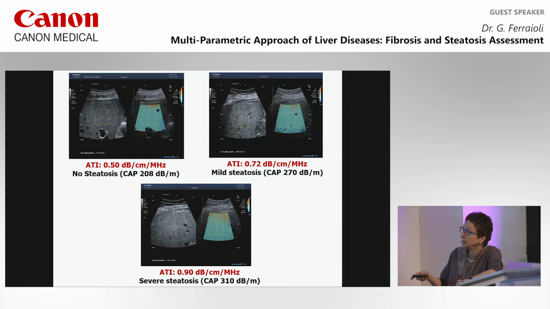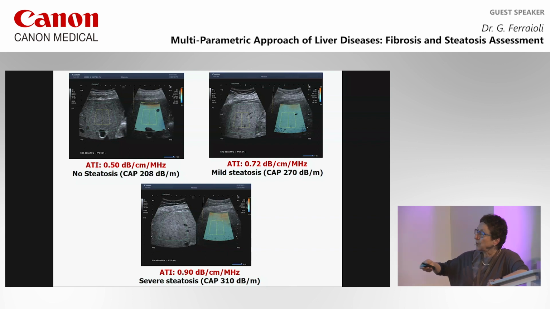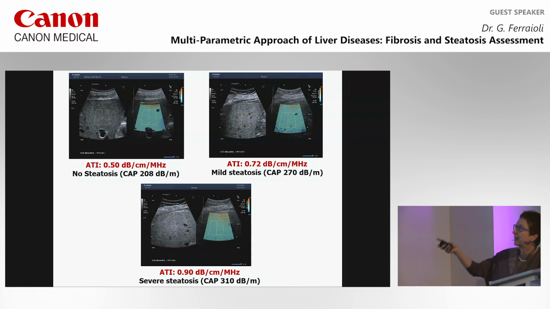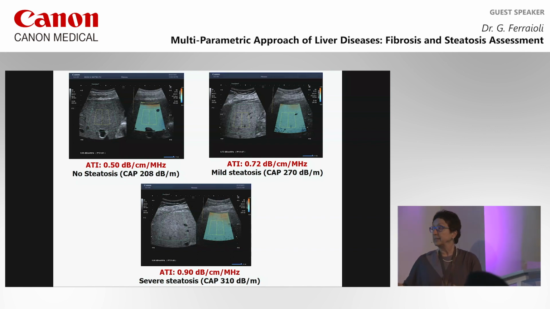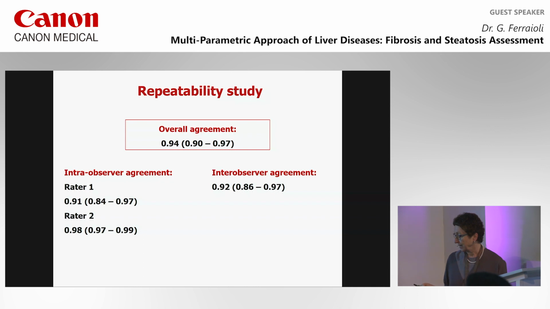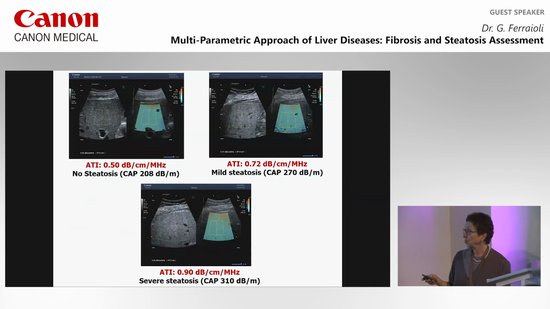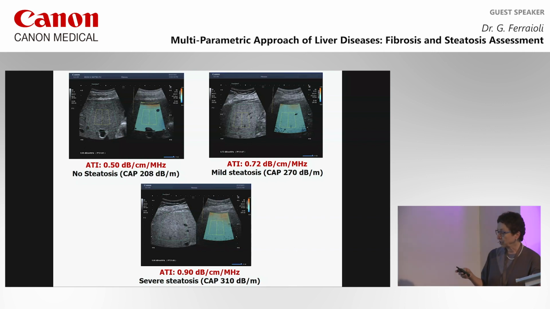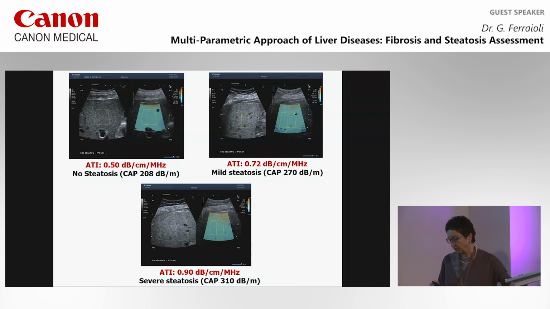And this is some of our patients in our study. We have compared the results obtained with the ATI to the CAP. And in case of no steatosis, mild steatosis, or severe steatosis, there is an increase of the value. The numbers are different, because the CAP gives the value in decibel per meter. Instead, we have here decibel per centimeter per megahertz. So theoretically, this value is not affected by the frequency of the probe, as it happens when we use the CAP that has 2 probes, the M and the XL probe, because this value doesn't take into account the frequency of the probe.